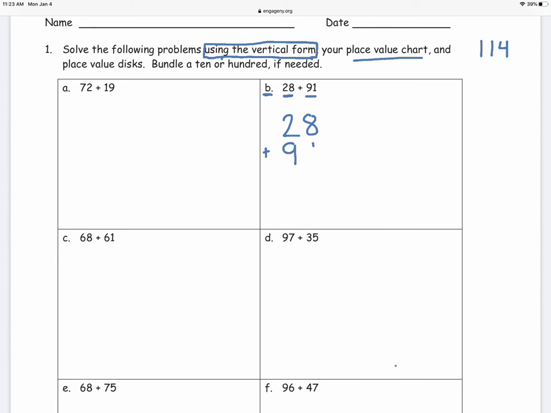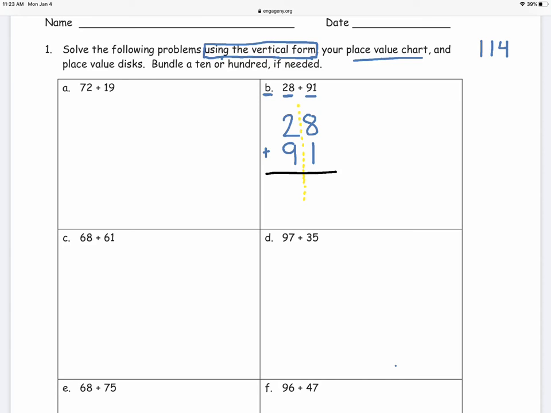So I'm making sure that my ones are stacked up right on top of each other and my tens are stacked up right on top of each other. And then I put a line underneath them. Okay, that is the vertical form. That's what all of us need to have on our paper.